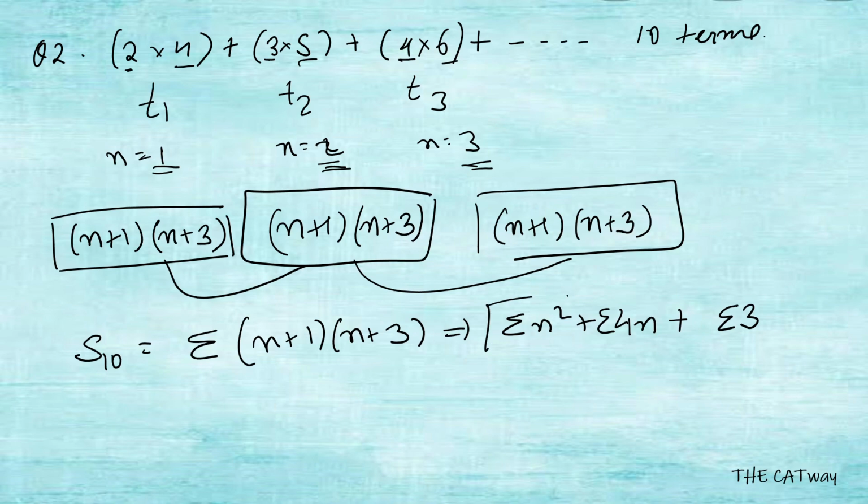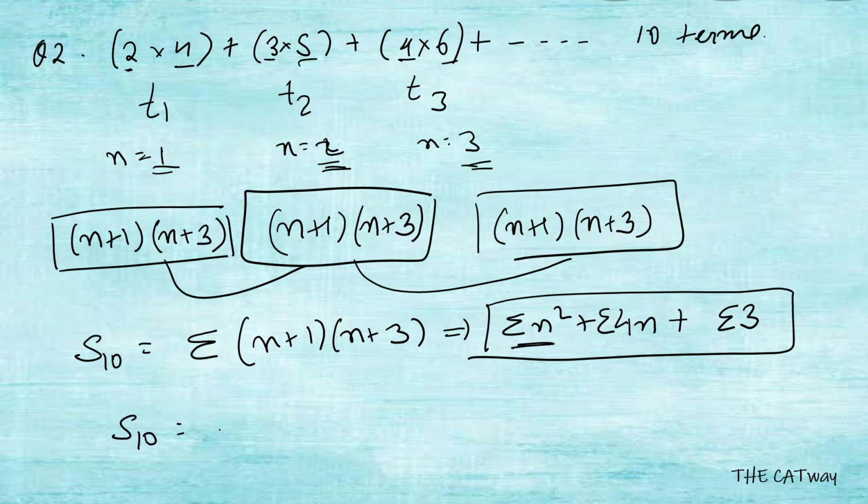Now let's see how you solve this. You know how to solve this one. So let's see how it will be done. We'll write the sum up to 10 terms as summation n square plus 4 summation n plus summation 3. Let's move ahead to the next page and see what we'll do.